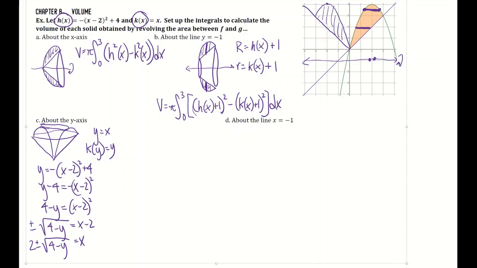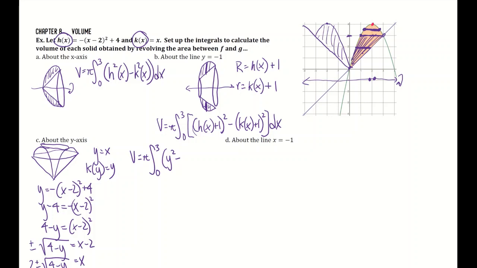So the first area is going to be between 0 and 3. So I'm using 0 and 3 as the y coordinates, so I'm going from 0 to 3. So that would be pi times the integral from 0 to 3. My outer radius is going to be just y. And my inner radius is going to be, and now this is where I need to figure out if I'm using the positive or the negative square root.